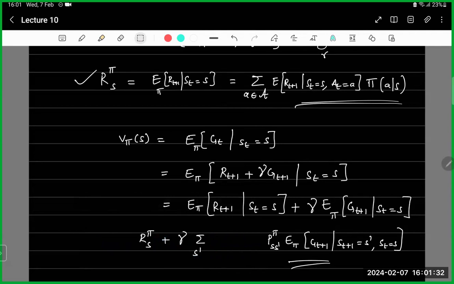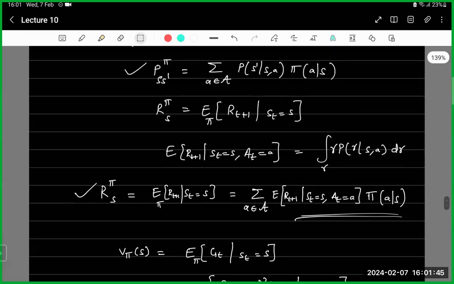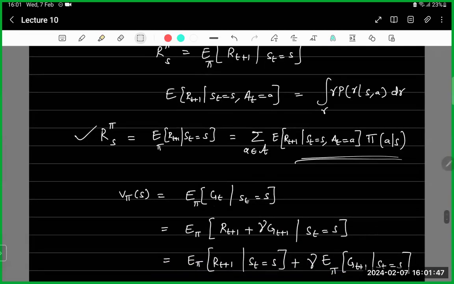No, it's applicable for both settings, both continuous and discrete. V pi of s, its definition is what? It's GT, right? Whatever is the remaining future reward, that's what we are talking about. If you start from a state S, how you came to that state doesn't matter, right?